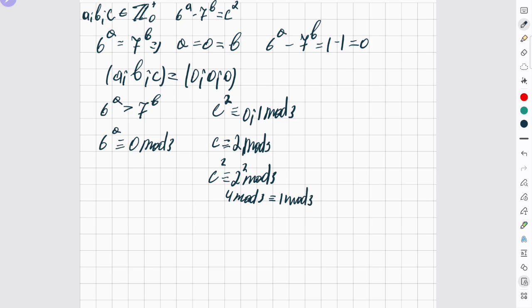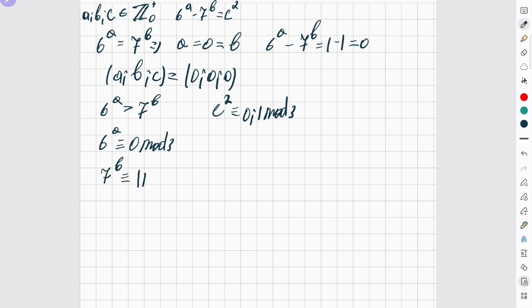That is why in any case, if c is an integer, then its square can be only 0 or 1 mod 3. It actually applies to any integer number, I mean. So that is why we can say that the right side can be only 0 or 1 mod 3, and this equation would require 7 to the power b to behave accordingly.